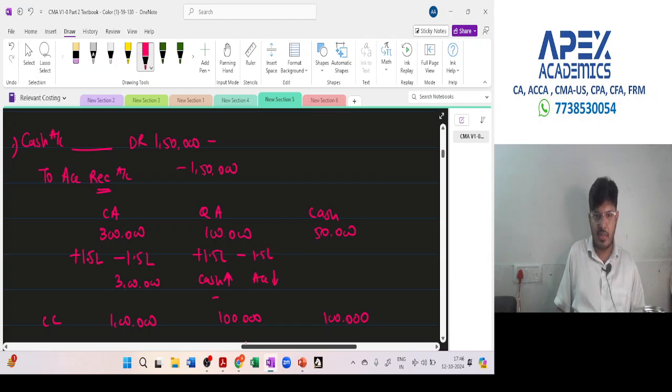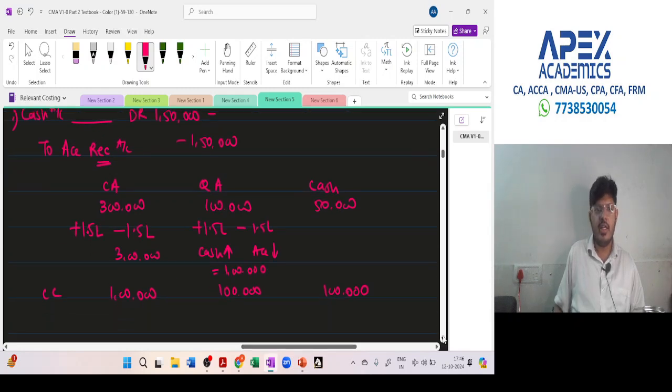Sir, my quick asset position is unchanged at 1 lakh. So my current ratio is unchanged. My current ratio, which is equal to current assets upon current liabilities, is unchanged. Sir, my quick ratio, which is equal to quick assets upon current liabilities, is also unchanged. But sir, look at cash ratio.